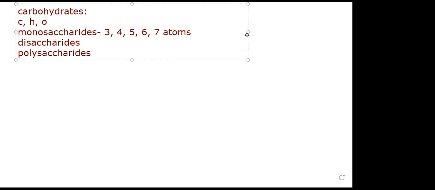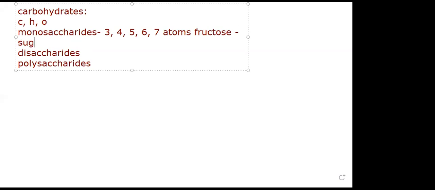So trioses, tetroses, pentoses, hexoses, and heptoses are the different varieties of carbons that we are going to observe. Here, in the four-carbon sugars, ribulose and xylulose are observed. In pentoses, we have ribose and deoxyribose. In hexoses, we have glucose, fructose, and galactose. Fructose is the most abundant form of sugar.